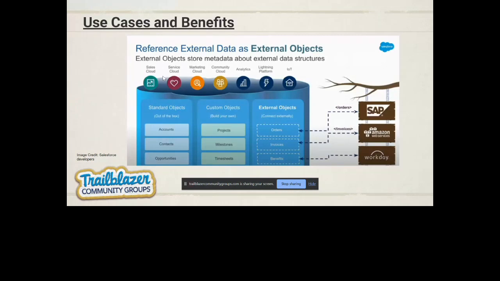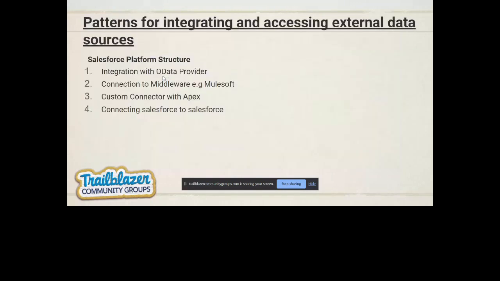So that's that. Moving to the next slide: patterns for integrating and accessing external data sources. We have four patterns, or I would say four structures or four mechanisms to connect. One is integrating with an OData provider. The other is connection to middleware, could be MuleSoft, Boomi, etc. Then a custom connector with Apex, and connecting Salesforce to Salesforce. Just to give you a little bit of an idea of what these four are.